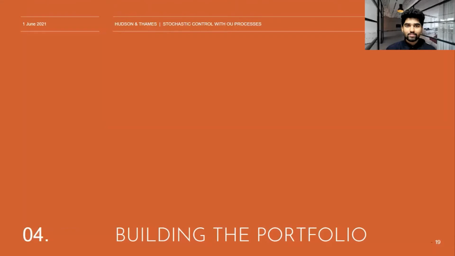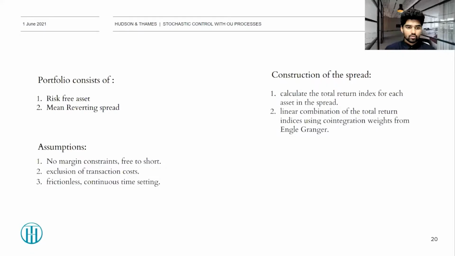So let's move on to building the portfolio. This is the same process that we have seen in the previous model, the Mojo model. So firstly, as we have seen before, we assume that the portfolio consists of a risk-free asset and a mean reverting spread. So to calculate the spread, we can see the construction that is shown on the right-hand side. So firstly, we calculate the total return index for each asset in the spread. So we calculate the total return index for the two assets.